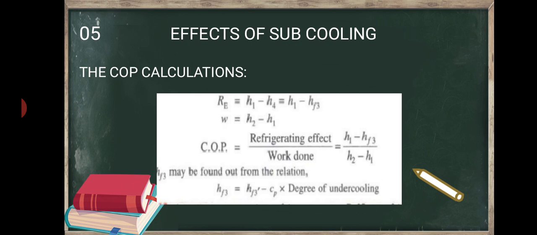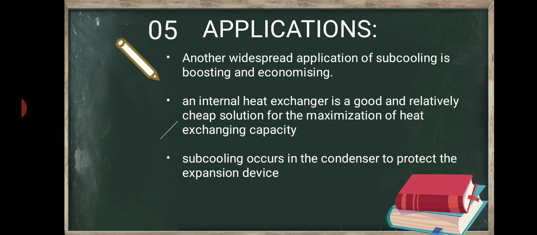So how can we calculate Hf3? Hf3 is equal to Hf3 dash minus Cp into the degree of undercooling. So here the COP equals refrigerating effect divided by work done, equal to H1 minus Hf3 divided by H2 minus H1.